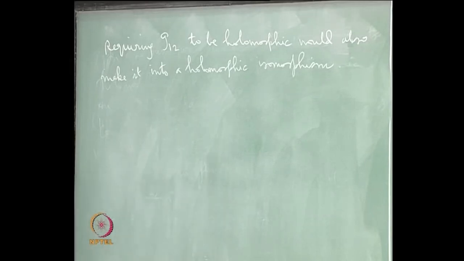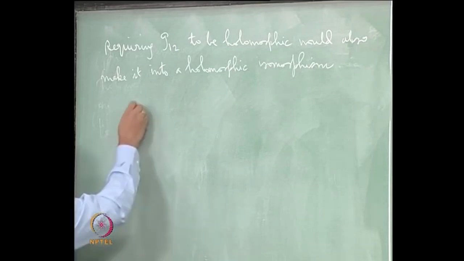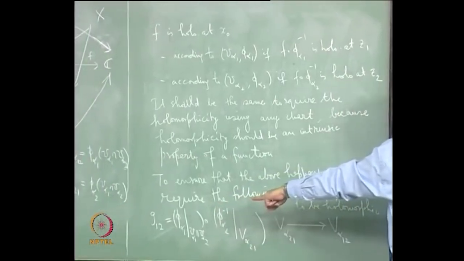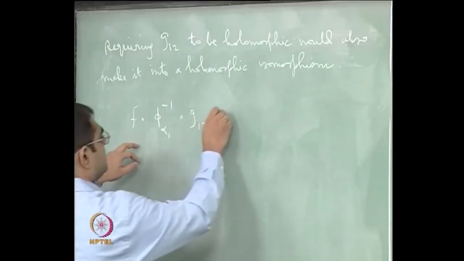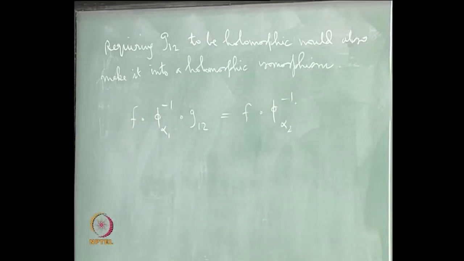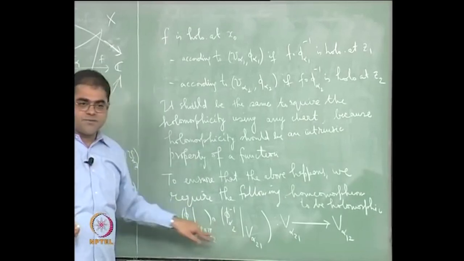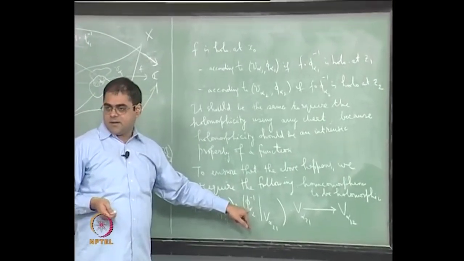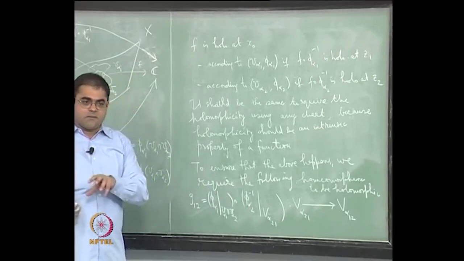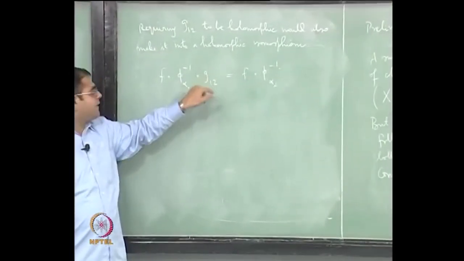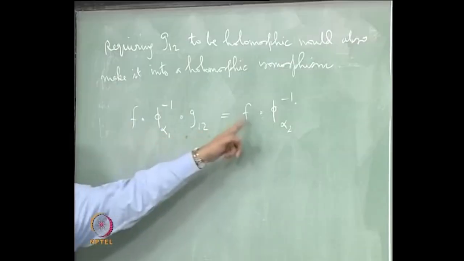Now why does this condition help? It helps because of the following reason. You see, f circle phi alpha 1 inverse, if I compose it with g12, I get f circle phi alpha 2 inverse. Because if I do not worry about writing these restrictions, which is a little cumbersome, with the meanings as to where these maps are being taken understood, I just write g12 as phi alpha 1 circle phi alpha 2 inverse, and then if I plug that in, you see I get f circle phi alpha 2 inverse.